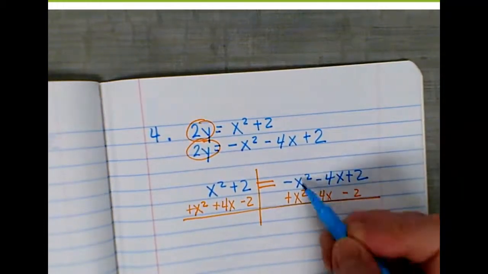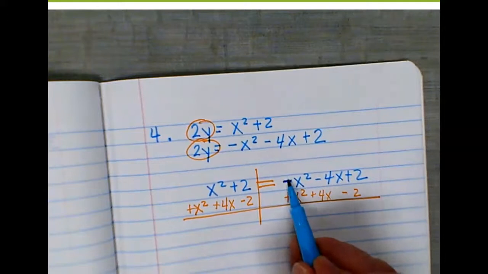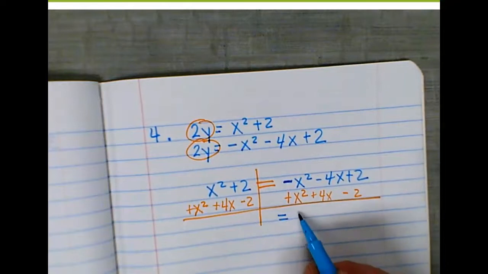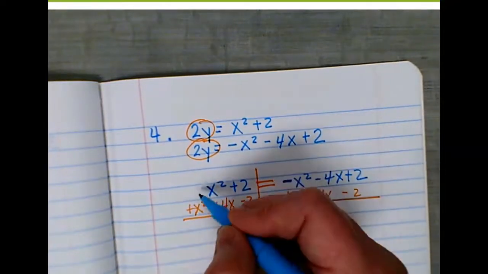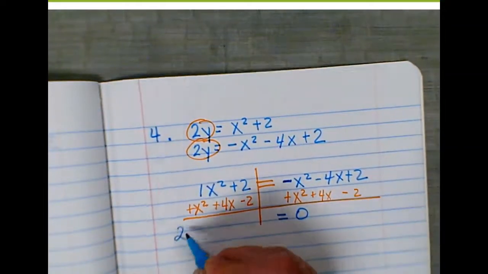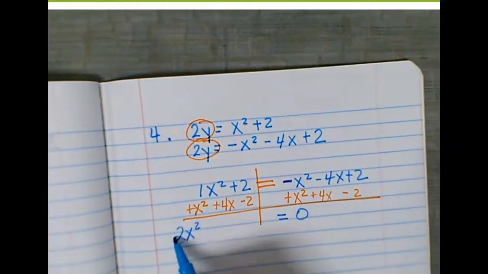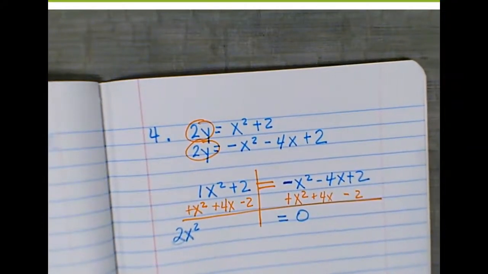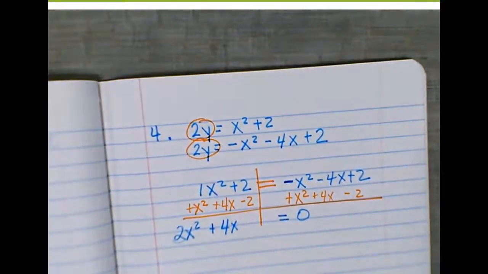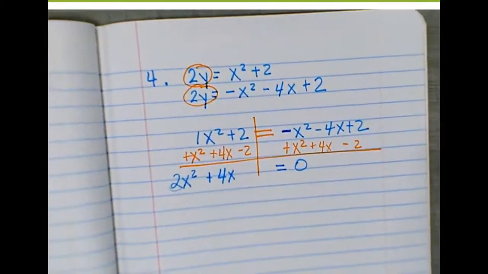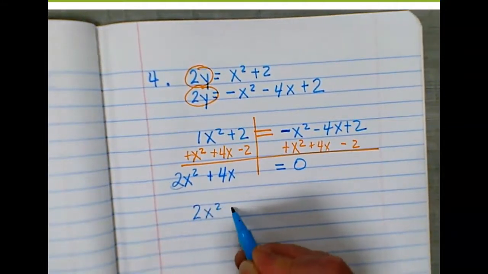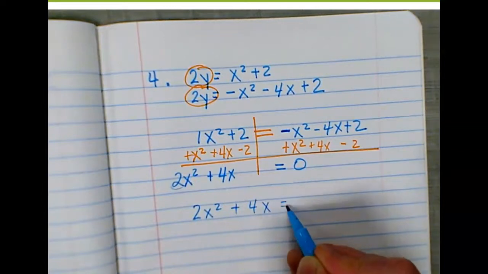I'm going to zero out this side because this had a negative x squared. And so if I zero it out, over here, I'm going to have 1x plus another x. And that number right there is going to be a positive number. I have a 4x, and what happens to my 2's? Cancel out. 2x squared plus 4x equals 0.